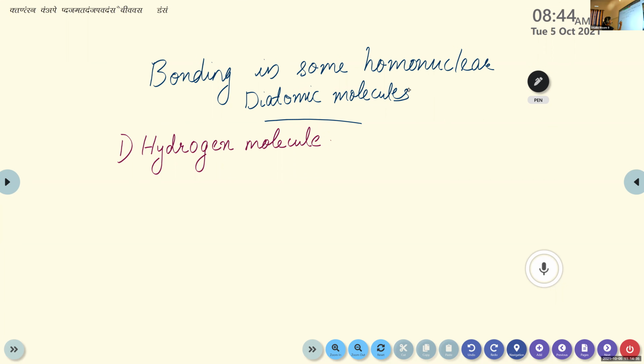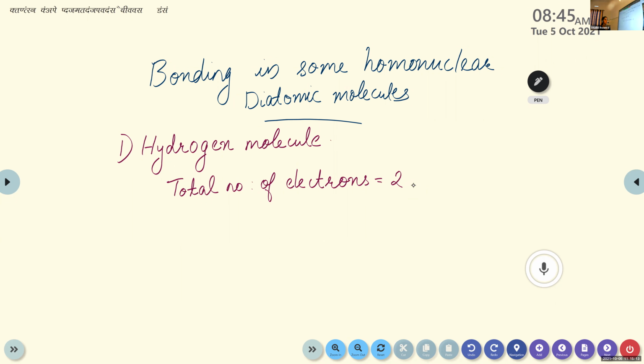So what will be the total number of electrons in hydrogen molecule? Total number of electrons. Yes, tell me. Total number of electrons in hydrogen molecule. Two hydrogen atoms combined together. In each hydrogen atom, only one electron, right? So what will be the total number of electrons? 2 electrons. Okay. So the total number of electrons is 2.